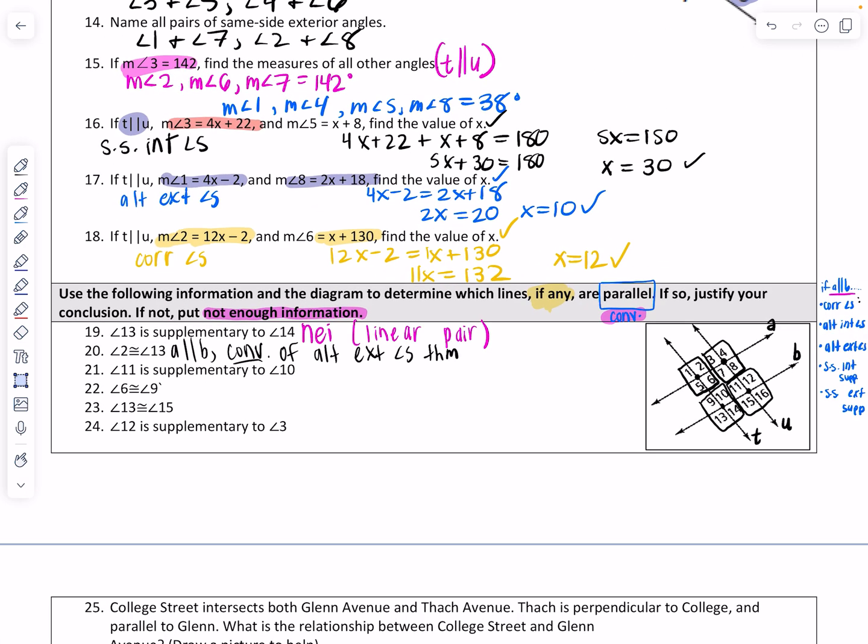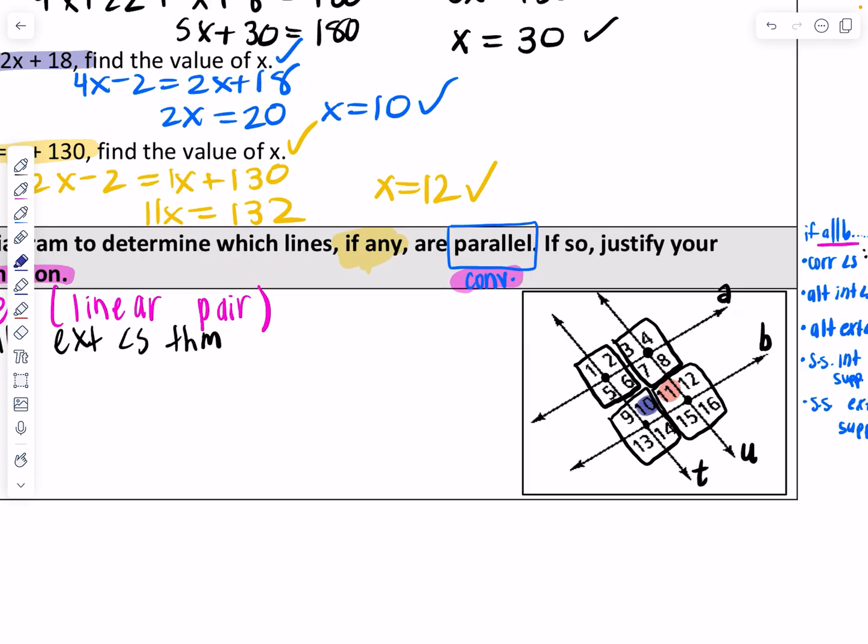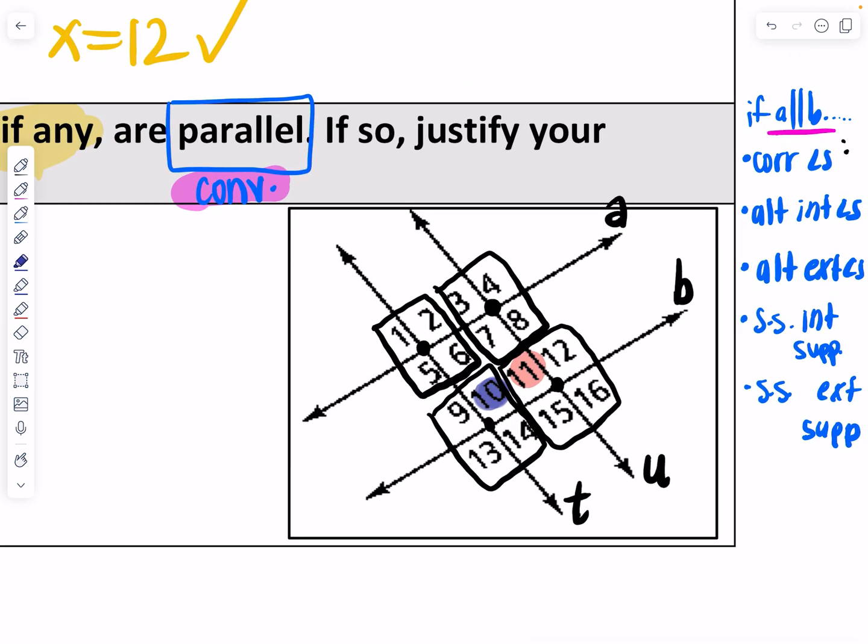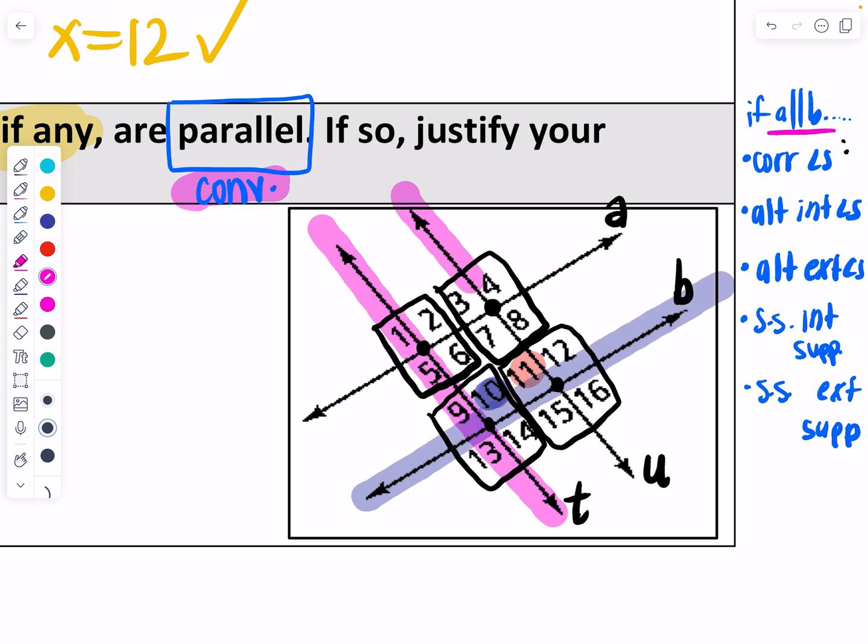All right, so 11 is supplementary to 10. So here's 11 from this group. Here's 10 from this group. Well, what is the bow and arrow, or what is the transversal that touches both of those? That is going to be B. What lines get intersected? That is going to be T and U.